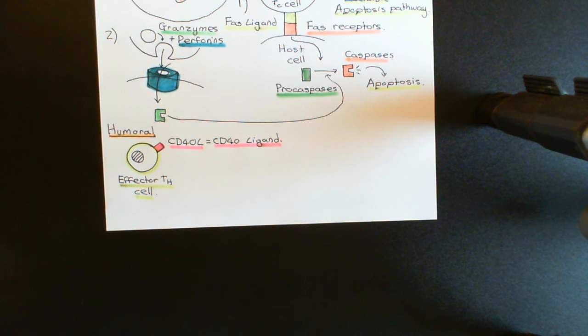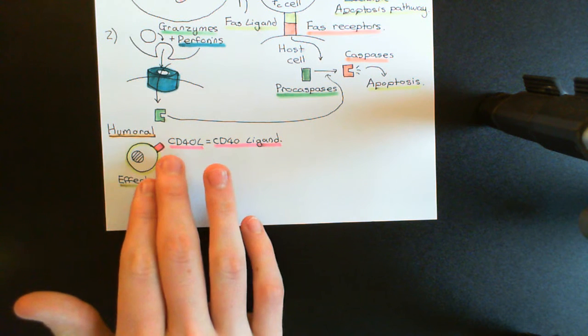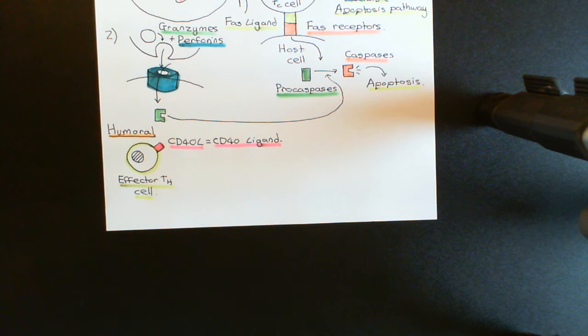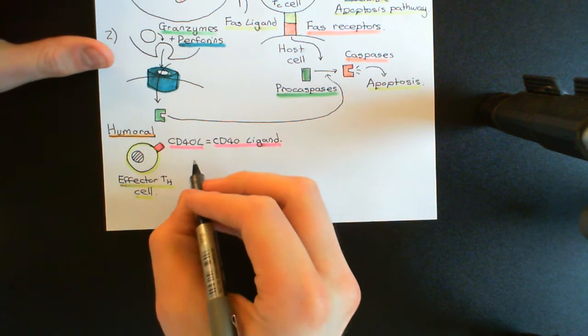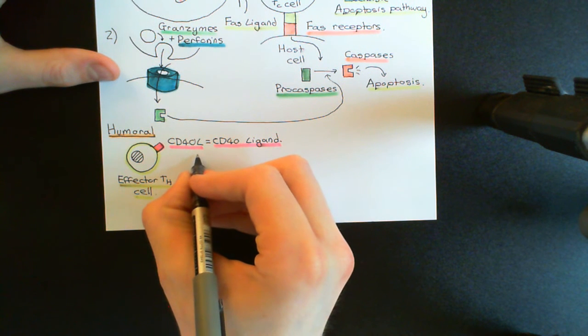Now, all of them put this CD40 ligand on their surface once they become an effector helper T cell, and that's the molecule that allows them to help with the activation of B cells. But they're all going to have other functions on the side of activating B cells, and it's these other functions that differ for the different types of effector helper T cell. So let me now give you the different names of the effector helper T cells.